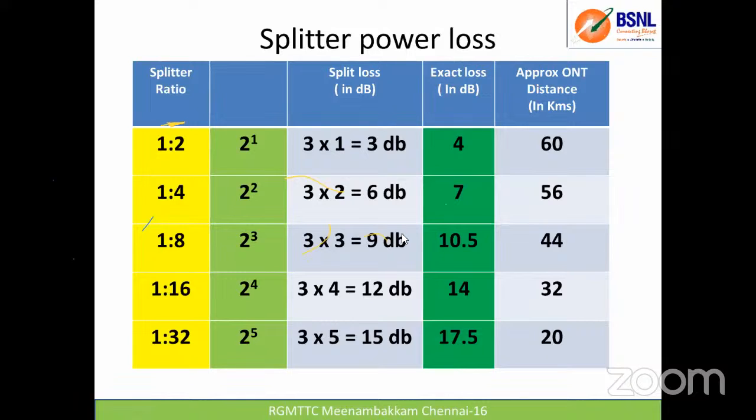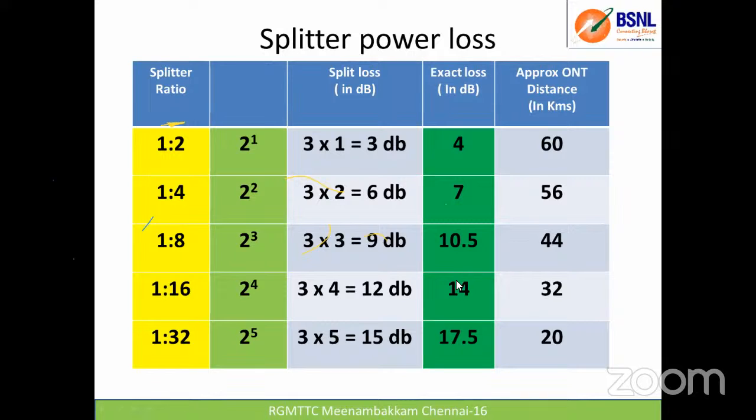Actually, this is the splitter ratio. That is, for example, 1:2, 1:4, 1:8, 1:16, and 1:32. These are some of the losses they have identified, and in case of 1:2 splitter, the losses for 1:4, it is a loss is 7, and 1:8, the loss is 10.5.